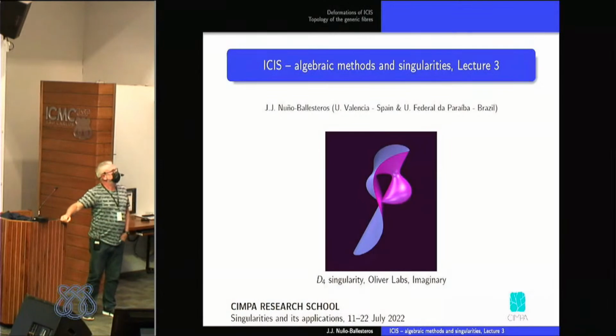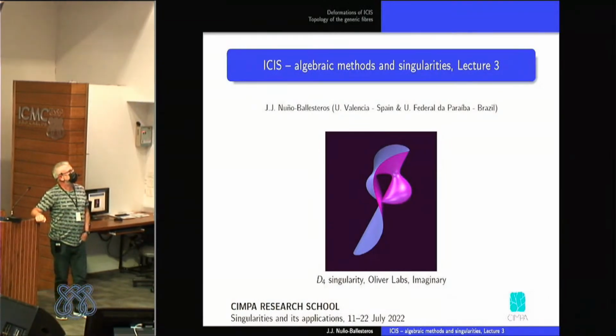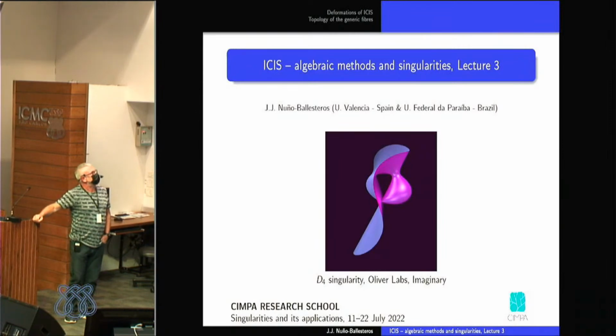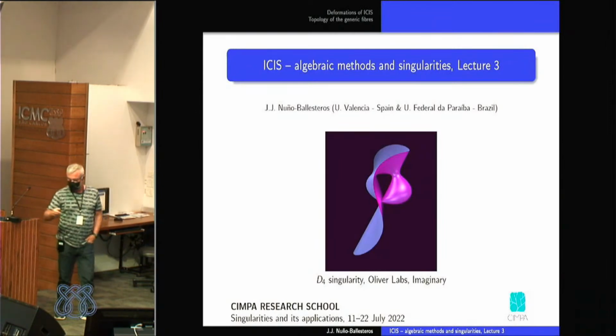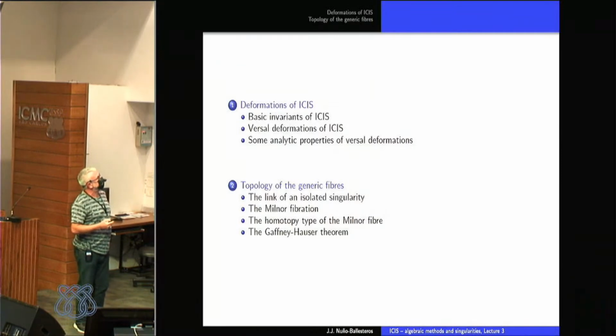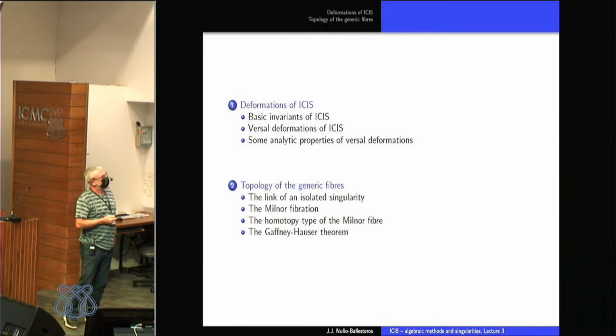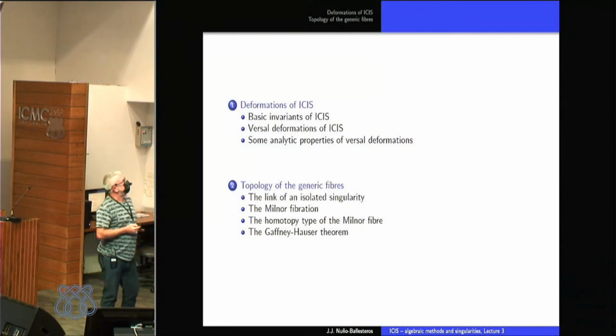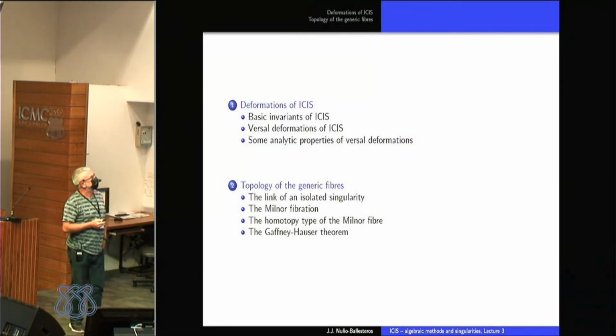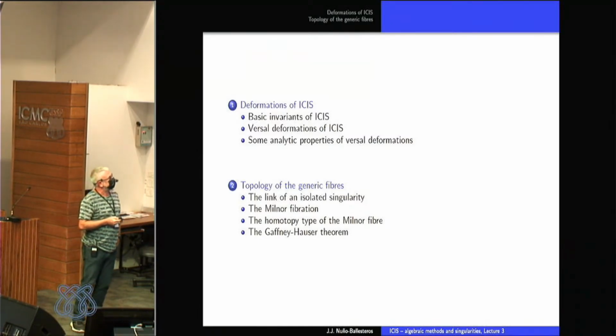So this is lecture 3 of the course about ICIS, isolated complete intersection singularities. So I will start. This is the summary of this lecture. There will be two parts. In the first part, I will speak about the deformations of ICIS. We will see basic invariants, versal deformations, and then some analytic properties. And in the second part, I will speak about the Milnor fibration, the topology of the generic fibers, the link of an isolated singularity, and we finish with a theorem by Gaffney and Hofstra.